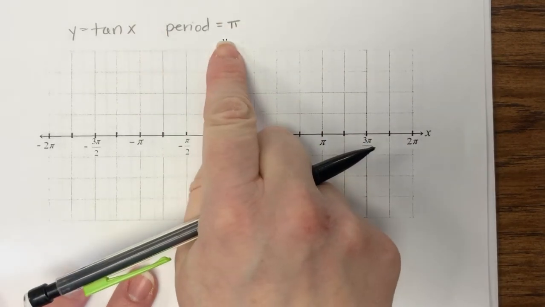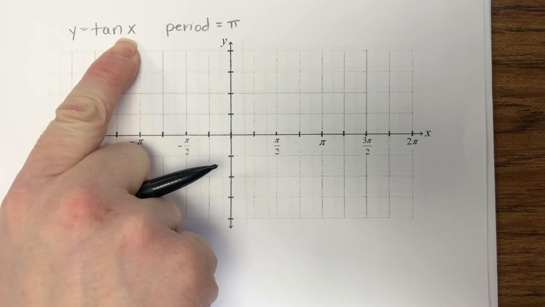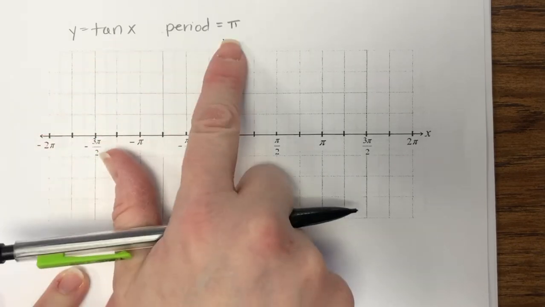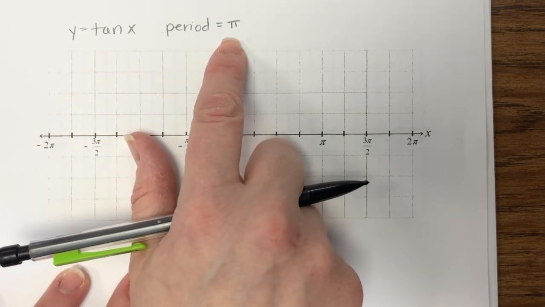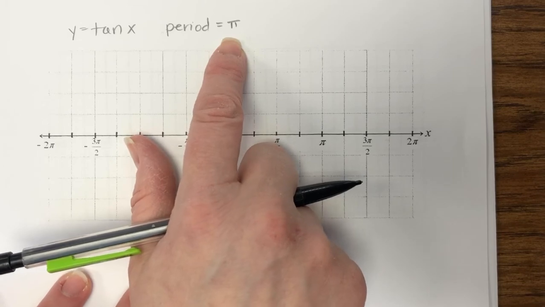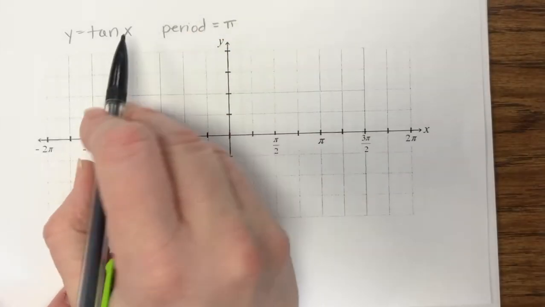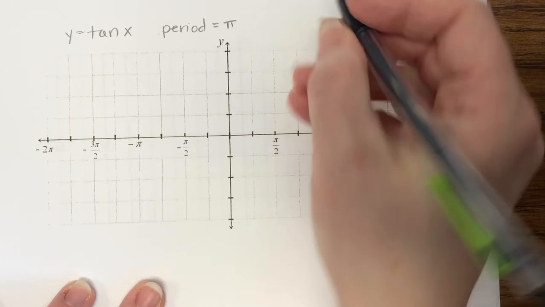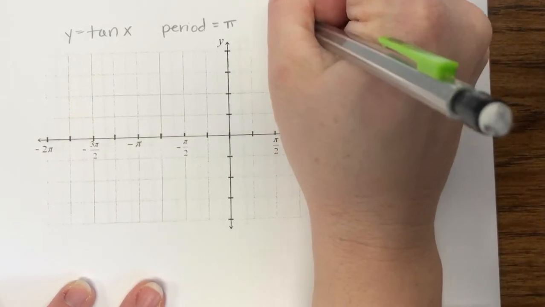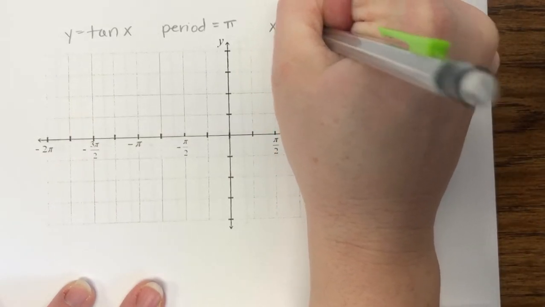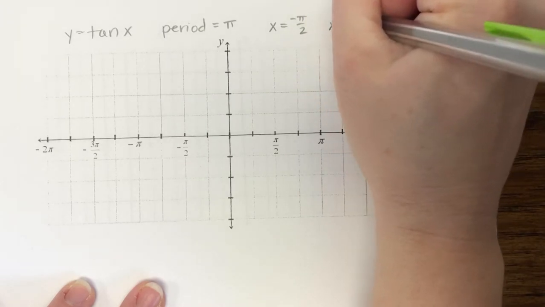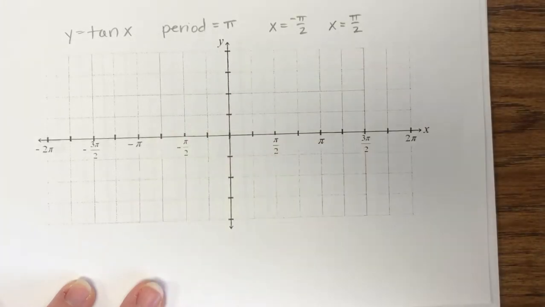is still pi because the number in front of x is 1, so pi divided by 1 is pi. So this graph is going to repeat itself every pi radians. There is nothing else inside here, so our two starting vertical asymptotes are going to be at a negative pi halves and a positive pi halves.